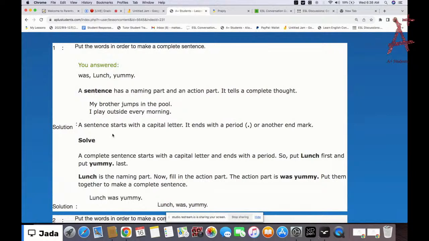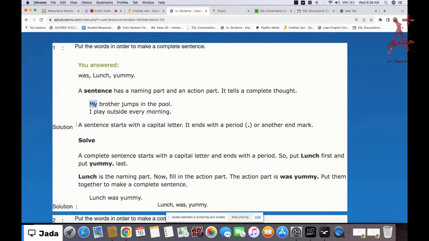All right. So now a sentence starts with a capital letter. It ends with a period or another end mark. Okay, so you can see here that the beginning of a sentence starts with a capital letter. Like I've said sometime during the lesson, when you are writing a sentence, the first letter should begin with a capital letter. You cannot begin a sentence with a small letter. Once you begin with a small letter, it makes it incorrect. It makes your sentence wrong.